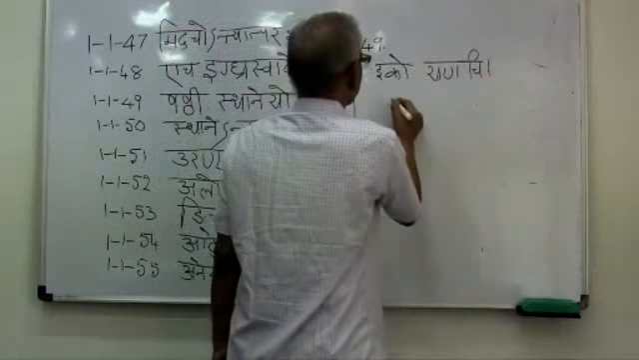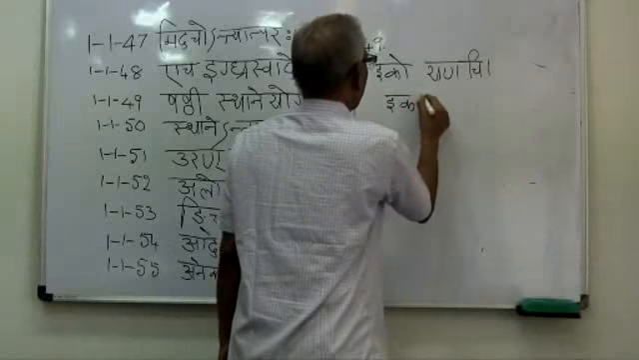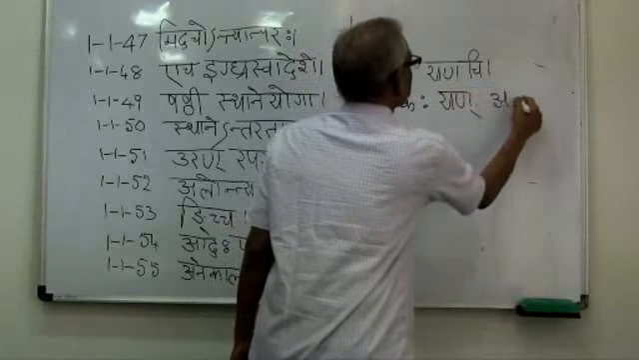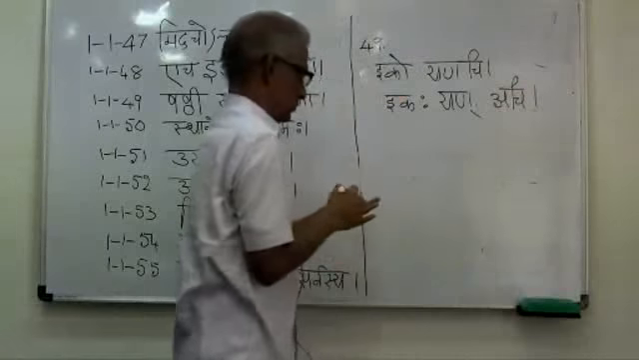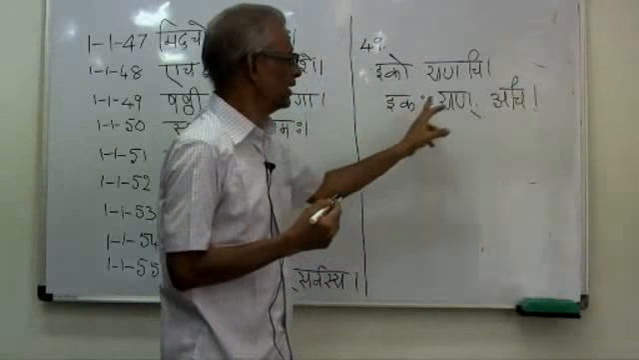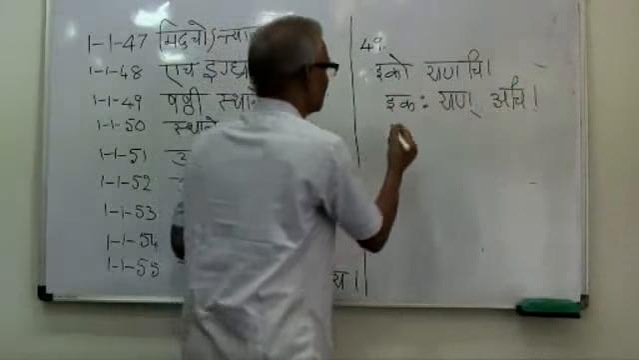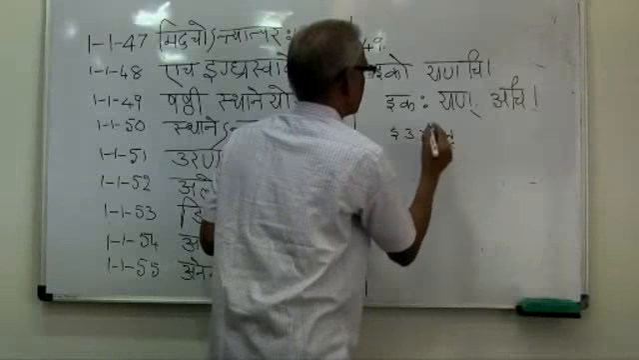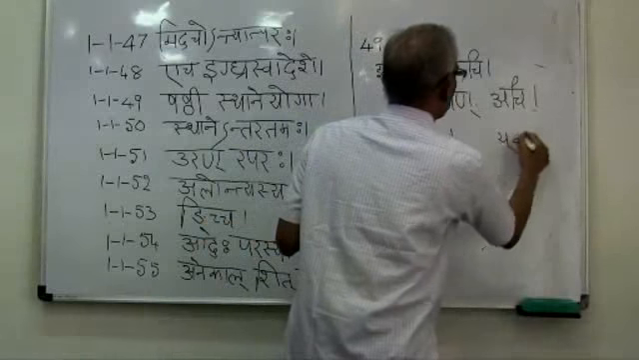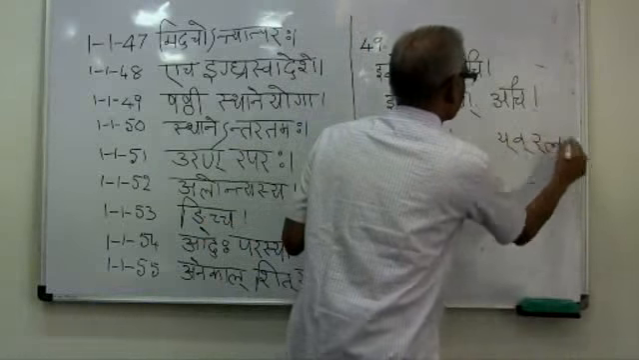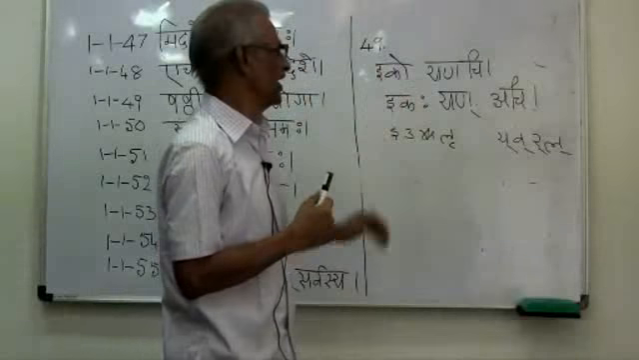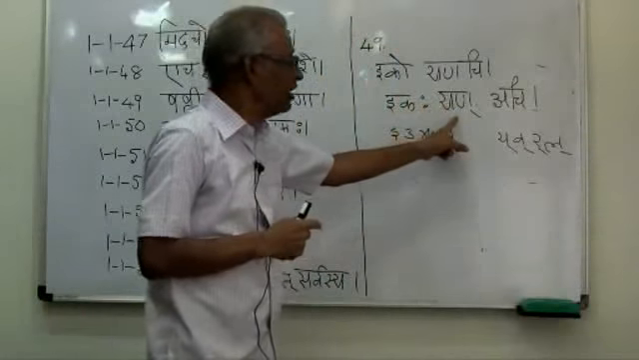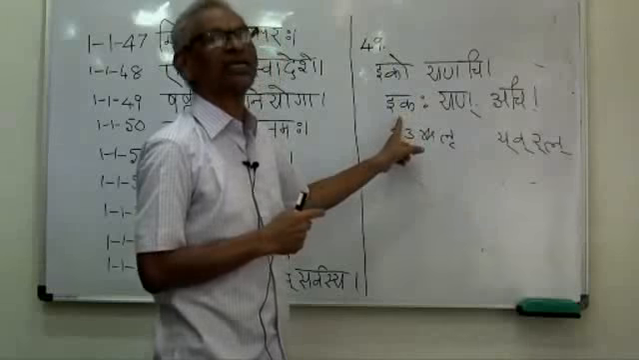What does this sutra say? Let us divide it. Ikaha, yan, achi. Three words. Here, ik and yan are pratyaharas. Ik means i, u, ru, lu. Yan means ya, va, ra, la. This rule says ikaha yan bhavati. Yan will be taken in the place of ik.